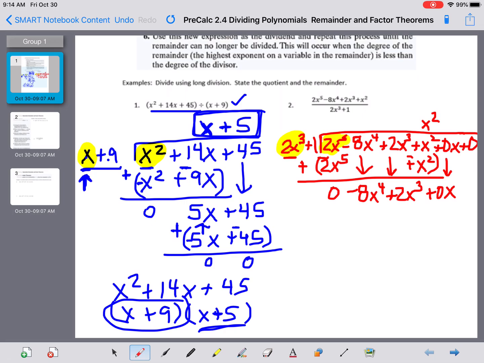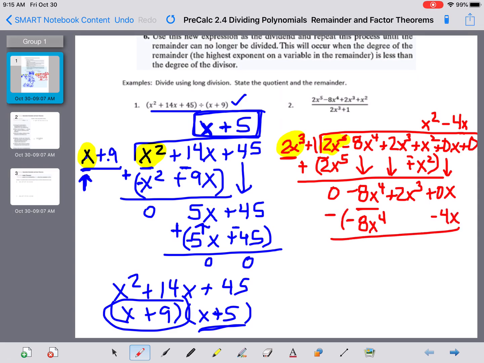Okay, first term, 2x to the third. What do I multiply it by to make negative 8x to the fourth? Well, 2 to negative 8, I need to multiply by negative 4. And then x to the third needs to multiply by x to make x to the fourth, so I get negative 4x. All right, negative 4x times 2x to the third gives me negative 8x to the fourth. Negative 4x times 1 gives me negative 4x. So that's all the way over here.